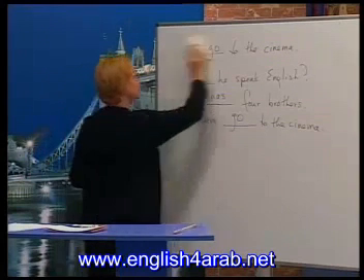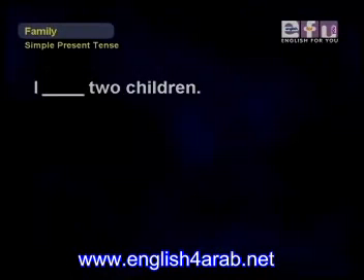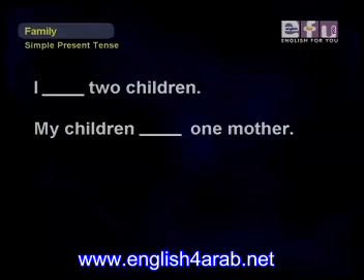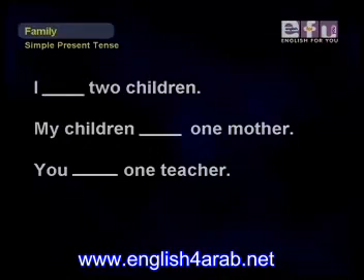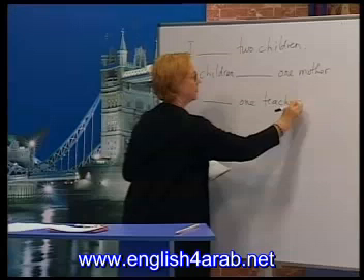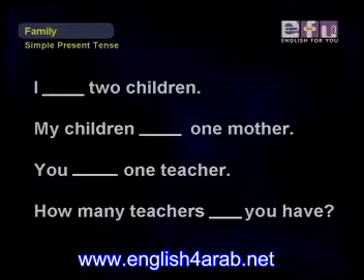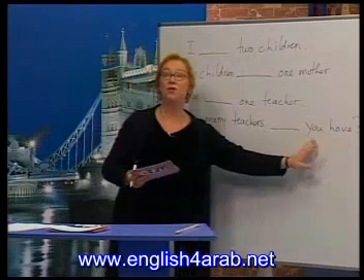Okay, now let's look at some new sentences, and we'll do the same thing again. So, here we go. I, 2 children. My children, 1 mother. You, 1 teacher. And how many teachers you have?